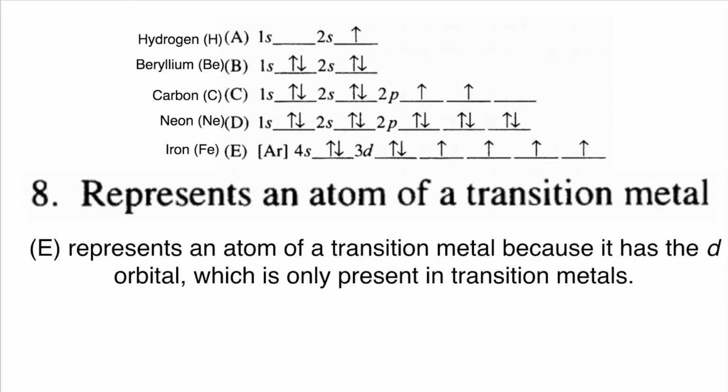Number 8, represent an atom of a transition metal. Option E is an atom of a transition metal. We know this because there is a 3d orbital present. We also know this because earlier, if we had figured out what the element was, we would see it was iron.